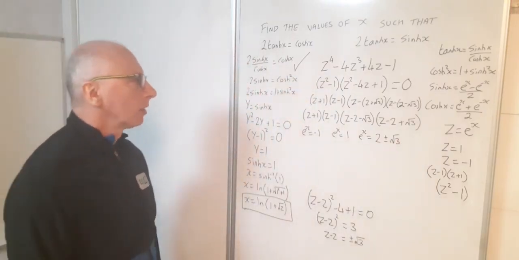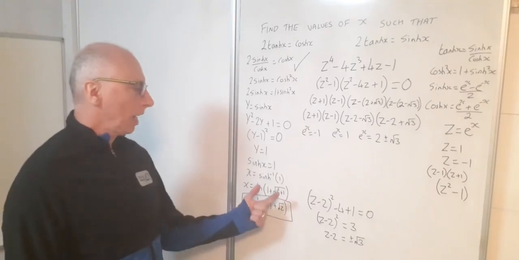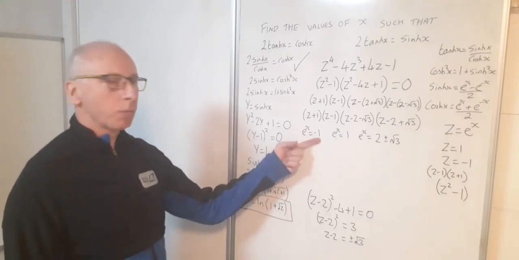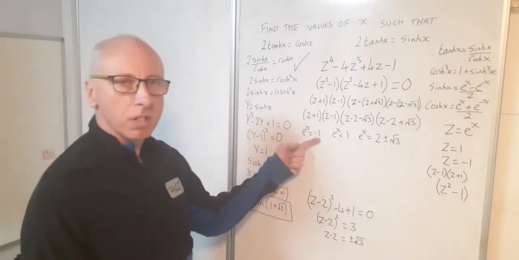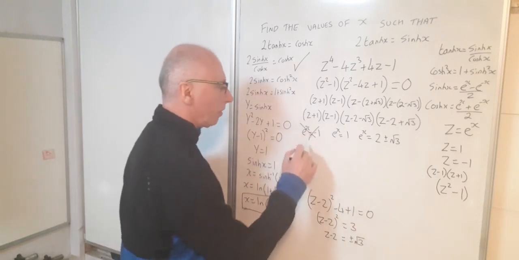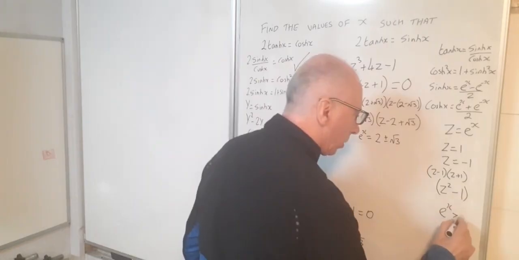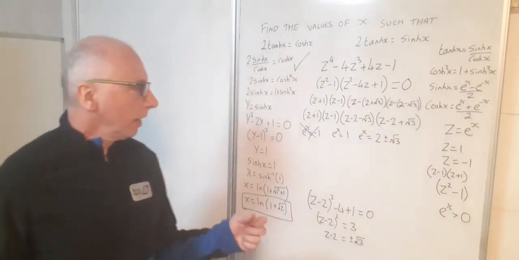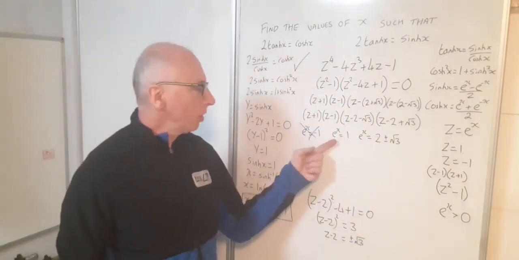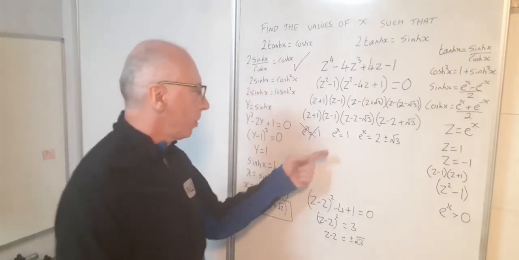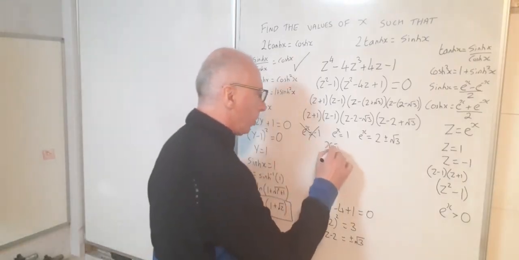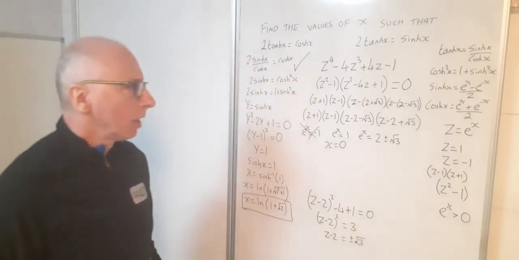Okay, so now what have we got here? We've got e to the x equals minus 1. Well this, there are no solutions. E to the x is always positive. So let's just write that over here. E to the x is always greater than 0. Okay, e to the x equals 1. Well, the solution to that is only when x equals 0. So here we have a solution, x equals 0.